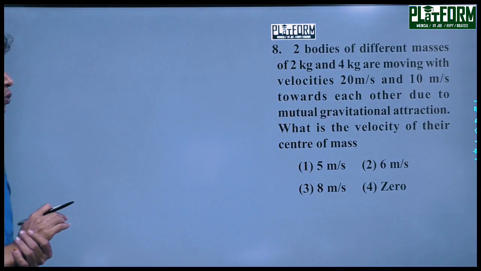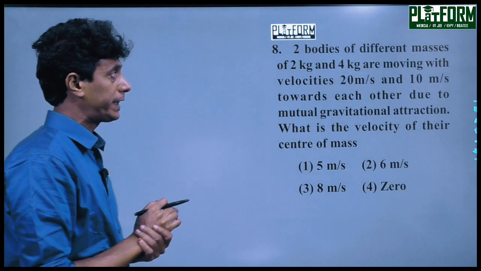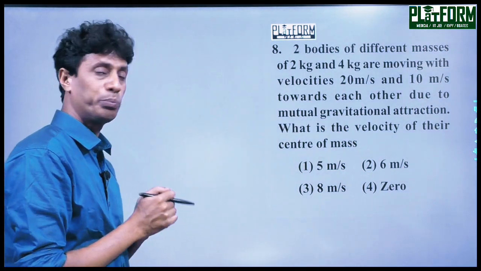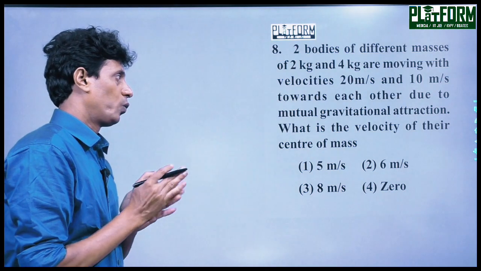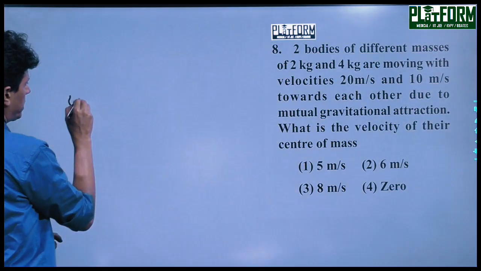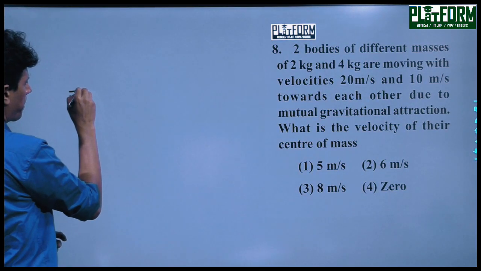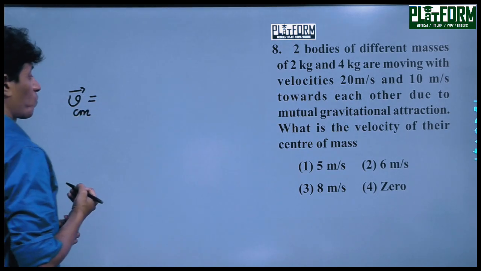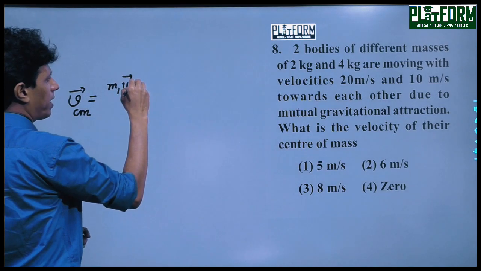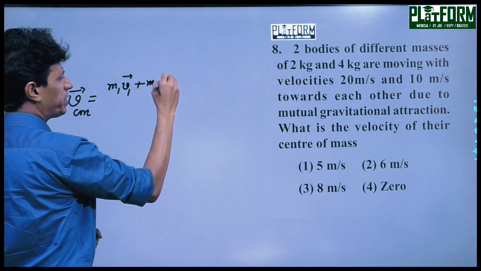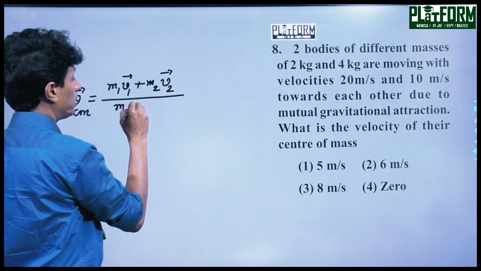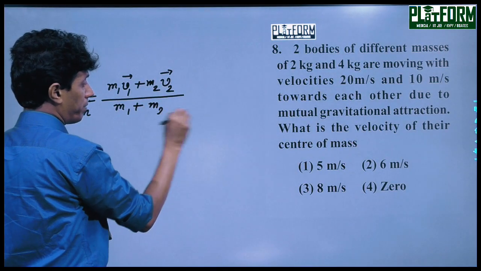The question number 8. Two bodies of different masses 2 kg and 10 kg are moving with velocity 20 meter per second and 10 meter per second towards each other due to mutual gravitational attraction. What is the velocity of their center of mass? You know the velocity of center of mass is equal to m1 v1 plus m2 v2, vector sum of momentum by scalar sum of masses.